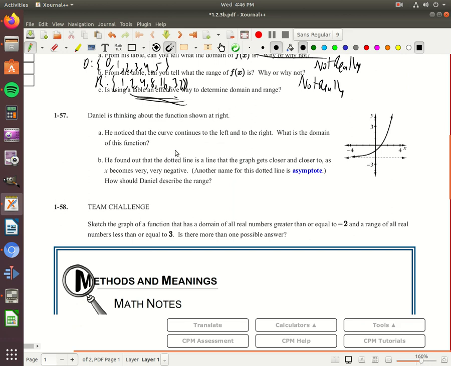All right, Daniel was thinking about the function shown at right. He noticed the curve continues to the left and to the right. What is the domain of this function? Well, it goes forever to the left. It goes forever to the right. It looks like my domain is our good friend R.